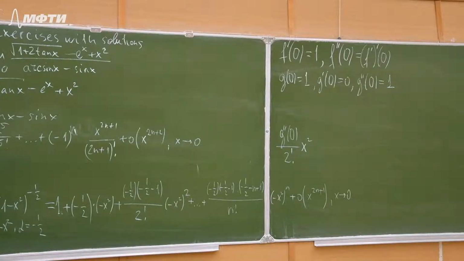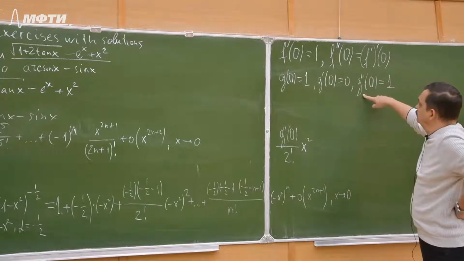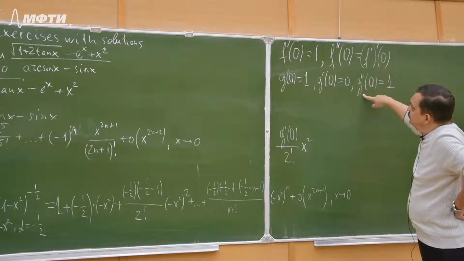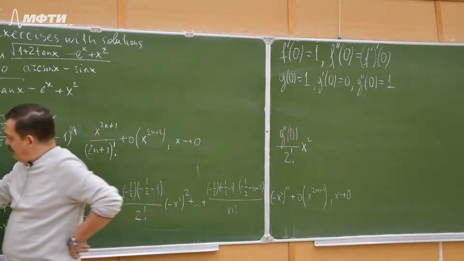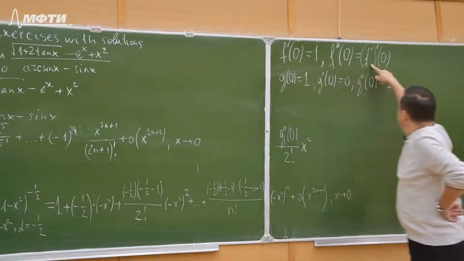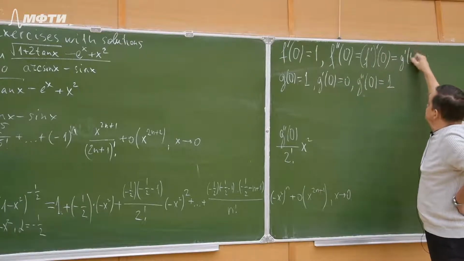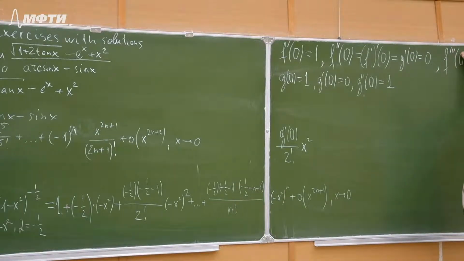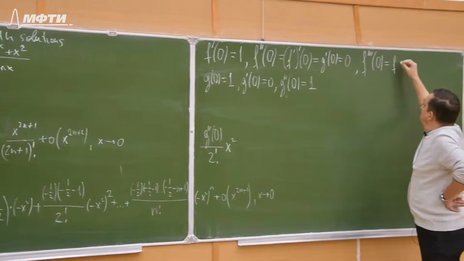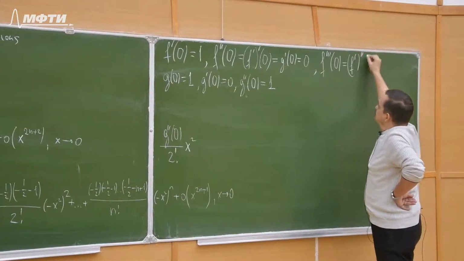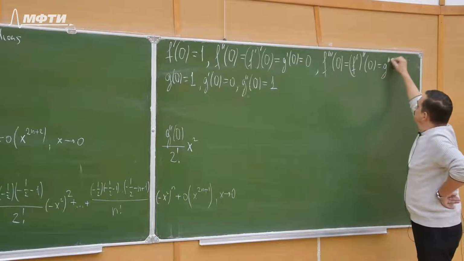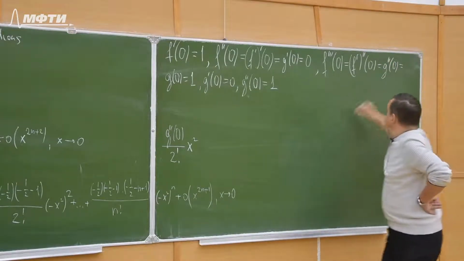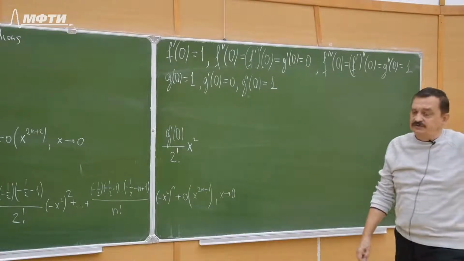Okay, so I think I can stop here. Why? Because, look, now come back. g is nothing else but f prime. So f double prime is g prime, and g prime at 0 is 0. The third derivative of f at 0, that is the second derivative of g at 0, is 1. That is what we computed.